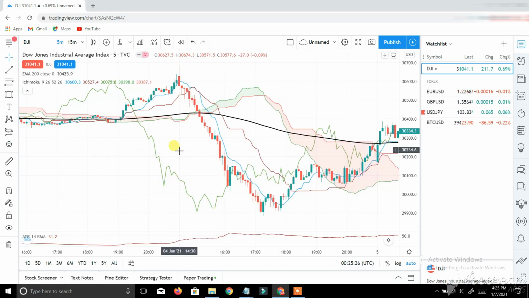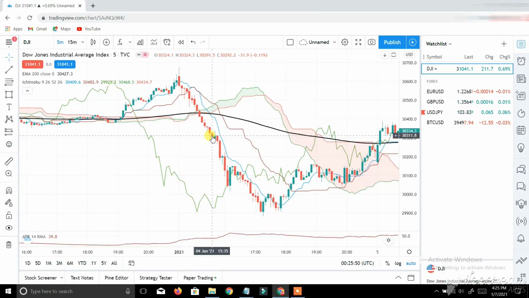So I will not be explaining what the Ichimoku Cloud is in depth. You can go watch my video on the Ichimoku Cloud. I really gave an in-depth explanation and everything you need to know about the Ichimoku Cloud on that video. So you can go to that video now and watch it. I will leave a card up so you can watch it after this video, or maybe watch it now and come back to this video.